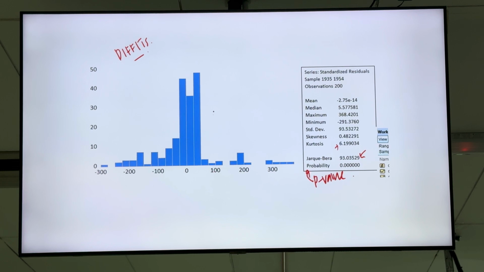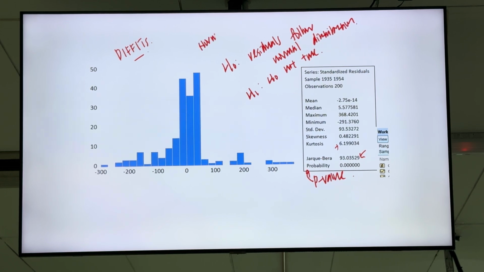So what is the hypothesis here for this Jarque-Bera? The residual follows the normal distribution, against the alternative that it is not true, right? So this is a normality test, one type of normality test, proposed by Jarque and Bera. The hypothesis is that the residual follows the normal distribution; the alternative is that the residual does not follow the normal distribution.